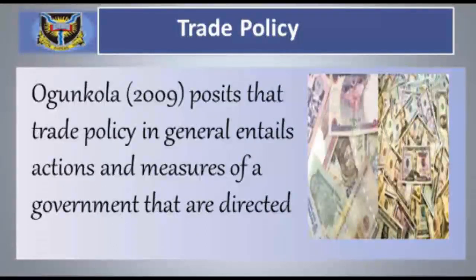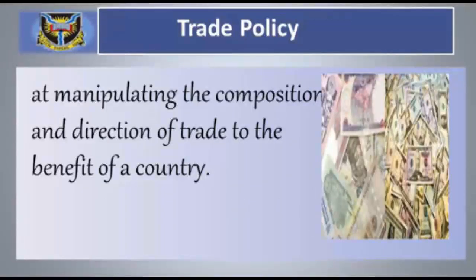Ogunkola 2009 posits that trade policy in general entails actions and measures of a government that are directed at manipulating the composition and direction of trade to the benefit of a country. He went further to argue that the goal of trade policy is to influence the structure, volumes, and proportion of production and consumption of tradables.